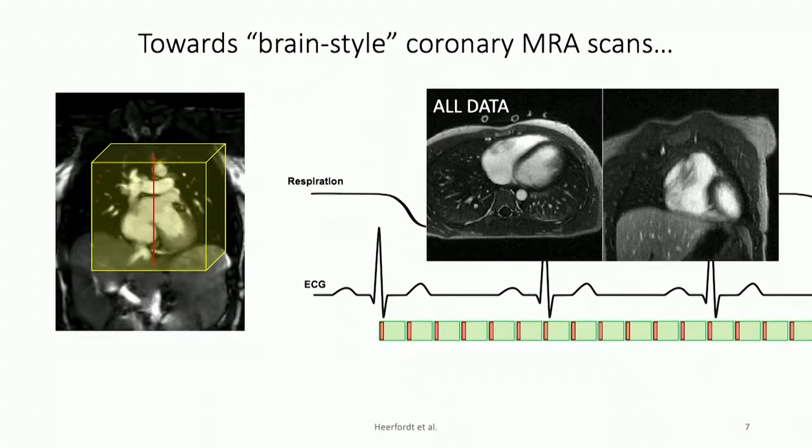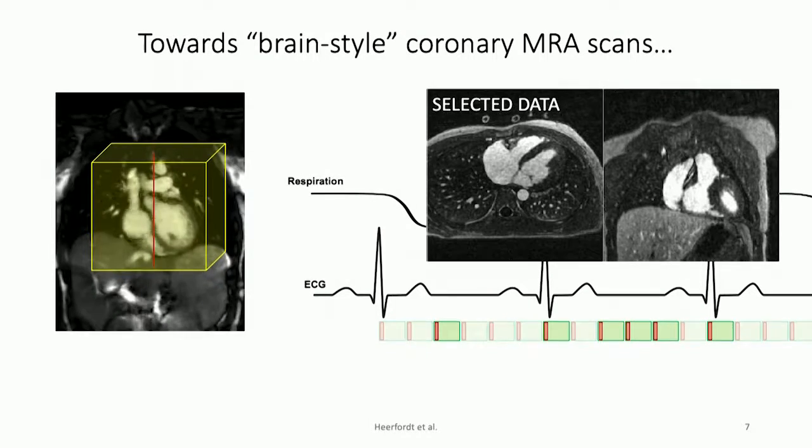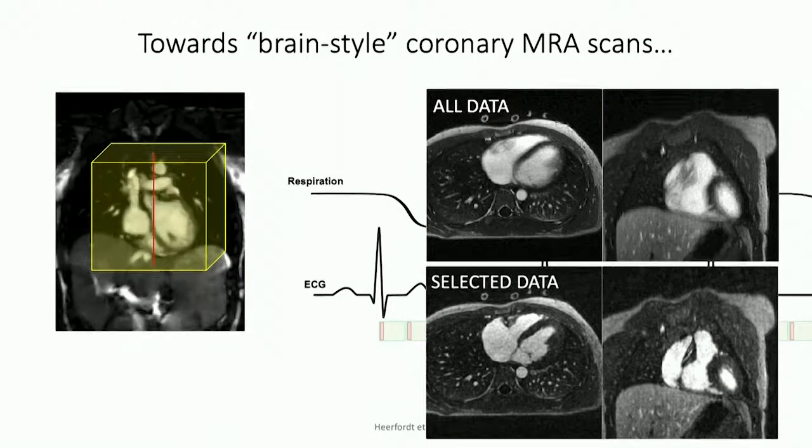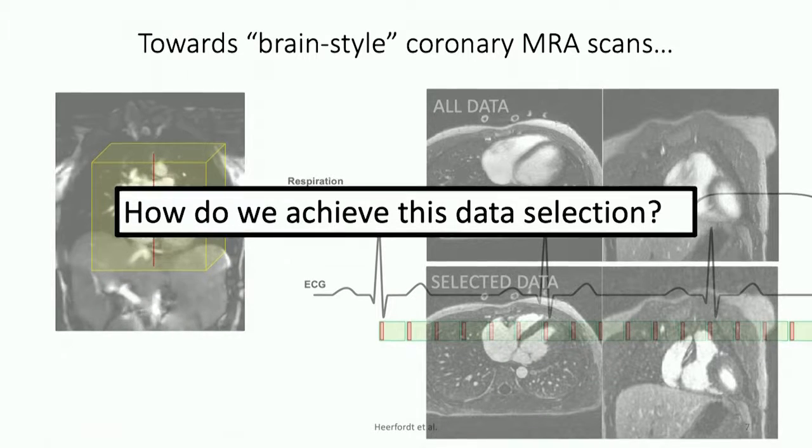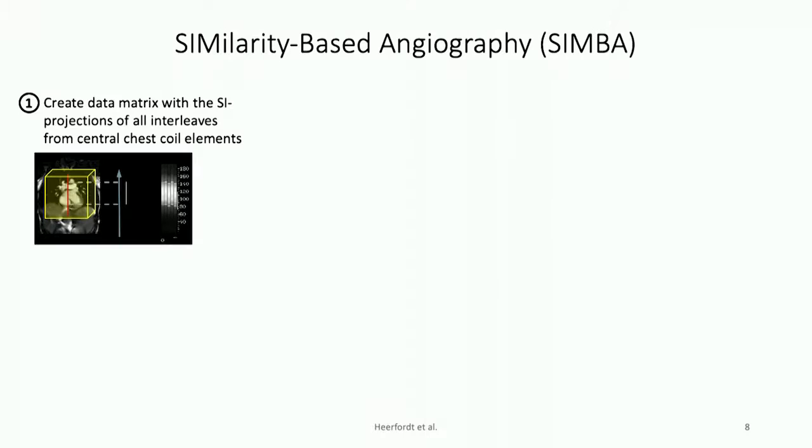So, with a free-running acquisition, if you just reconstruct all the acquired data, you will evidently have something that is highly degraded by motion. But it seems natural that we would be able to select just a few of these radial interleaves in order to obtain something that is motion consistent. So this begs the question, how do you achieve such a data selection? Well, for that purpose, we have developed a technique called SIMilarity-Based Angiography, or SIMBA for short.